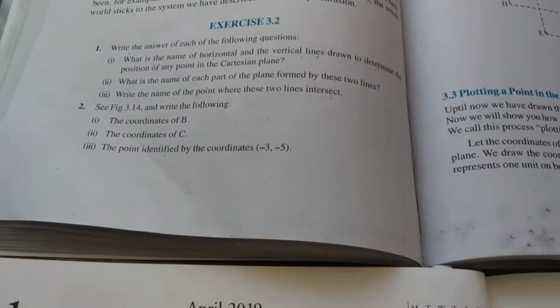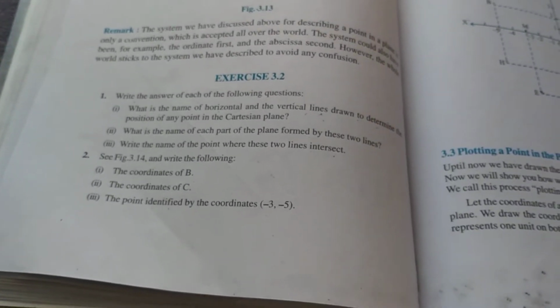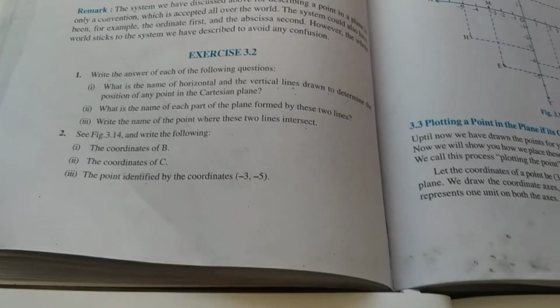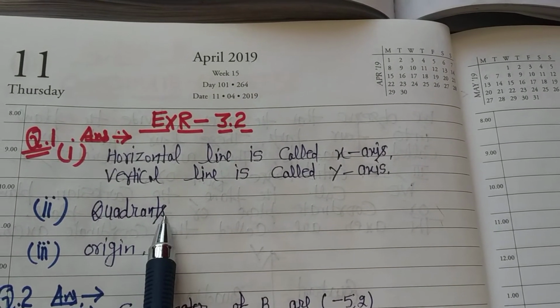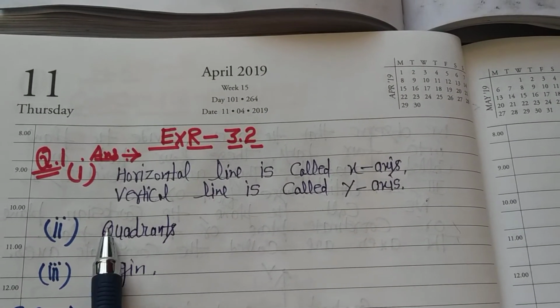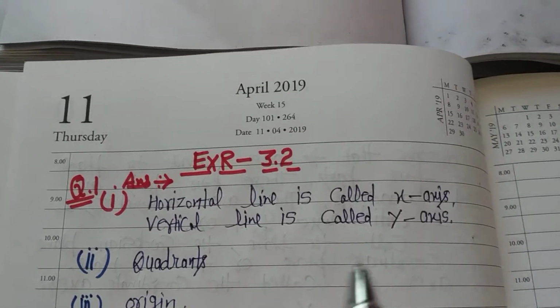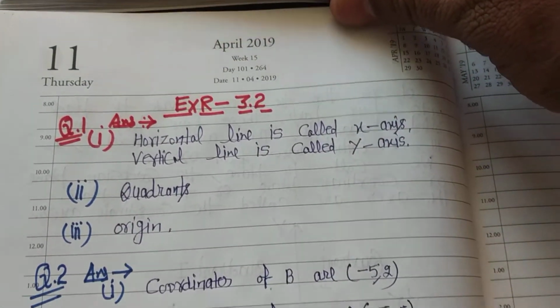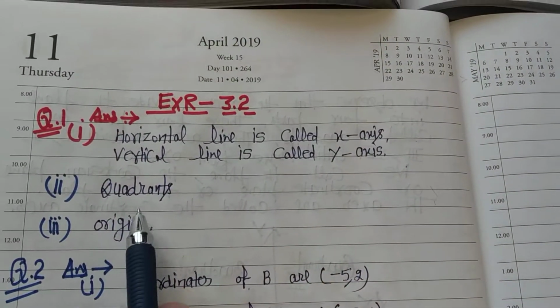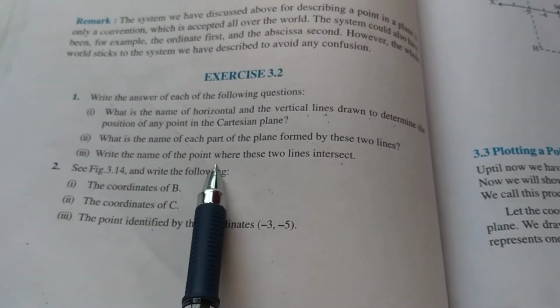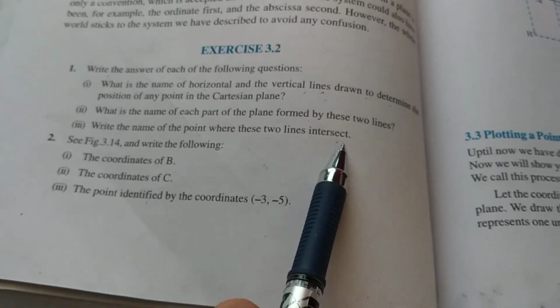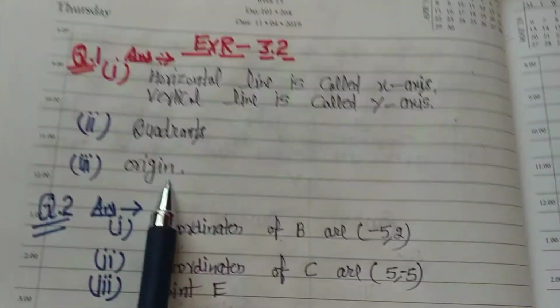The second part of this question is, what is the name of each part of the plane formed by these two lines? Each part of the plane is called a quadrant, because the lines divide the whole Cartesian plane into 4 quadrants. Third, what is the name of the point where these lines intersect? The name of that point is the origin.